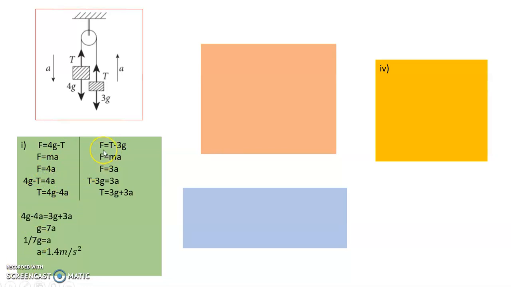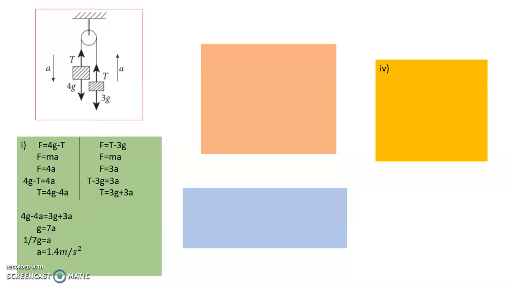I do the same on the right hand side. I have F is equal to T minus 3g, because the acceleration is going up this time. We're looking at the way the acceleration is going. And F is equal to ma, so F is equal to 3a. So I can put 3a equal to T minus 3g and bring it over and get 3g plus 3a is equal to T.